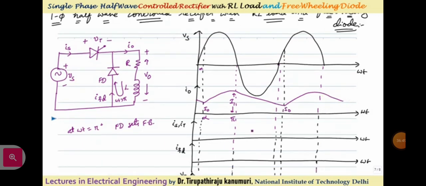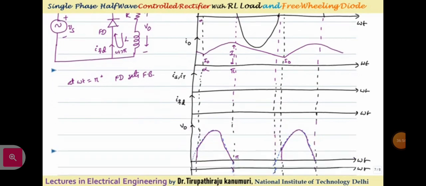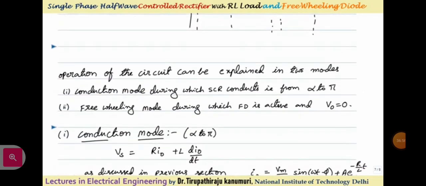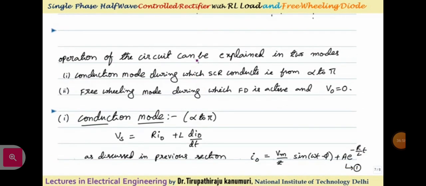So let us try to derive the equation for the same and prove that the current waveform will be like this, and then we will proceed further. So from here we can tell that the operation of the circuit can be explained in two modes. One is the conduction mode, during which the SCR conducts, that is from alpha to pi, and the second one is a freewheeling mode, during which the freewheeling diode is active and automatically the output voltage is equal to 0.